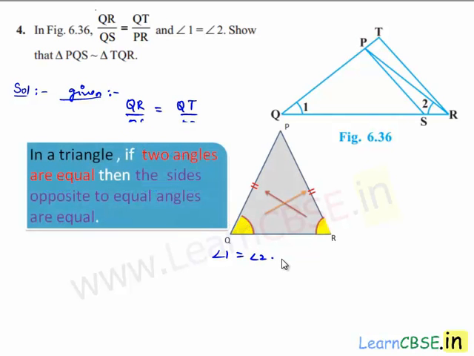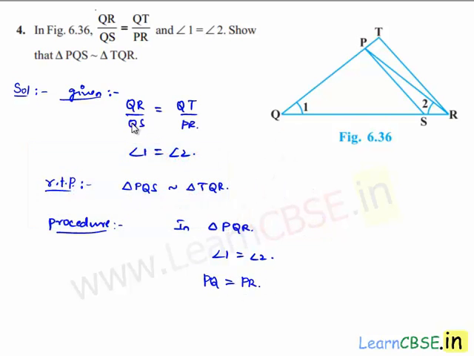We know that in a triangle the sides opposite to equal angles will be equal. We can say PQ is equal to PR here. So let us replace the proportionality PR by PQ. Then we get QR by QS is equal to QT by PR. Replace it by PQ.